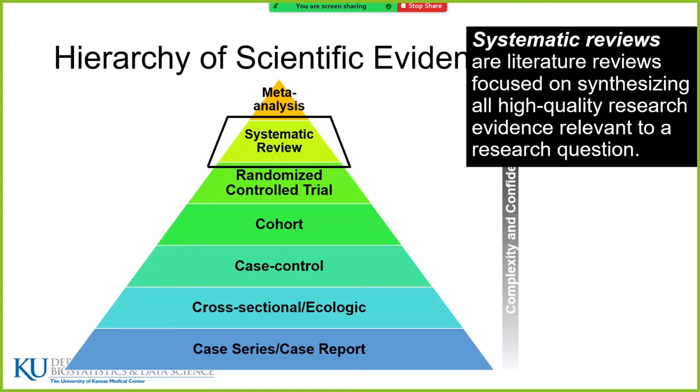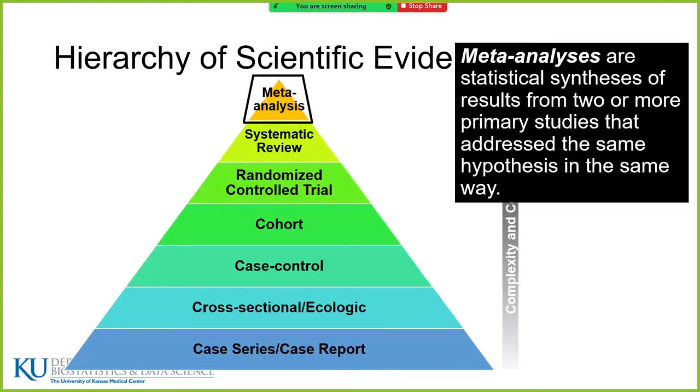So the tools that we have to try to synthesize evidence across several randomized controlled trials are called systematic reviews and meta-analysis. The systematic review is a narrative synthesis of all of the high-quality research that was conducted to answer a particular research question. Meta-analysis is the statistical analysis. It's a statistical model that attempts to pool together the findings from two or more primary studies that addressed the same hypothesis in, for the most part, the same way. So this is a statistical analysis. This is the narrative. You can see just the narrative by itself. You might see the narrative with a meta-analysis.